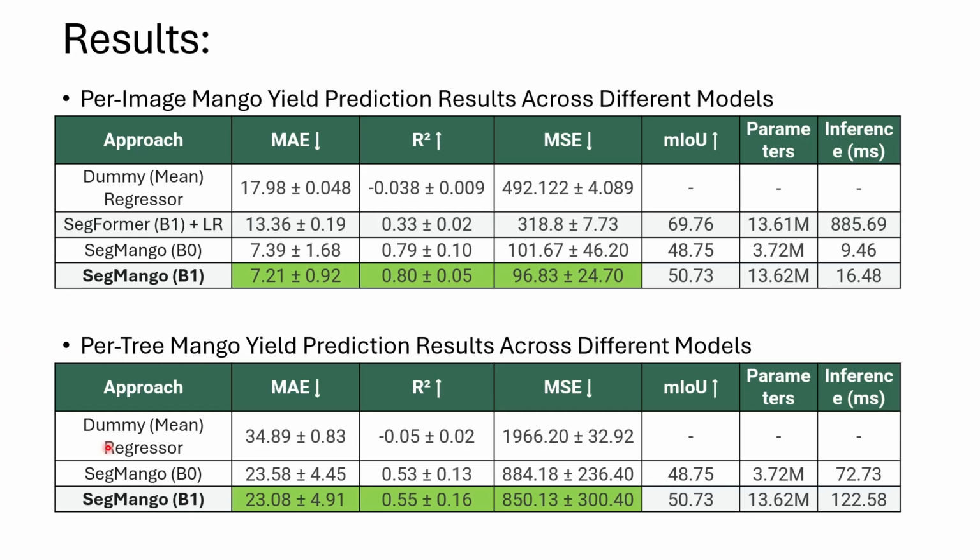For per tree, again the dummy regression was used initially, then SegMango B0 and SegMango B1. Here you can see again that with SegMango B1, we are getting the best results.